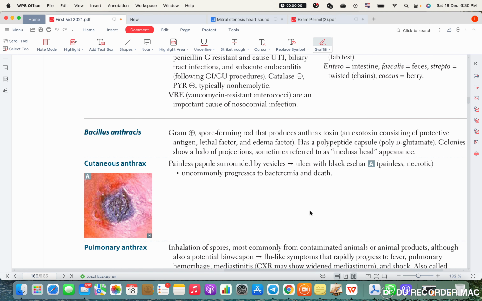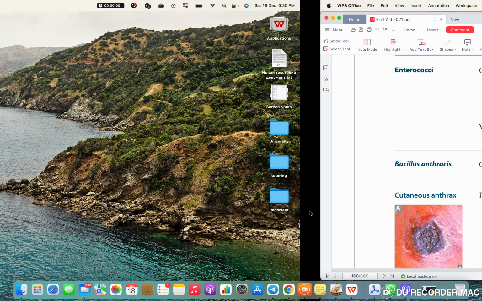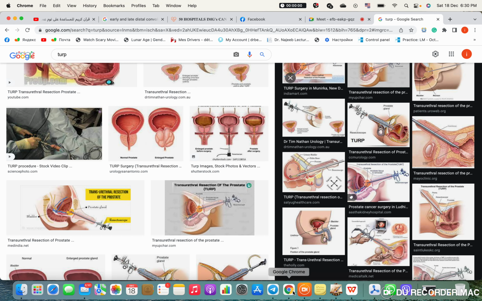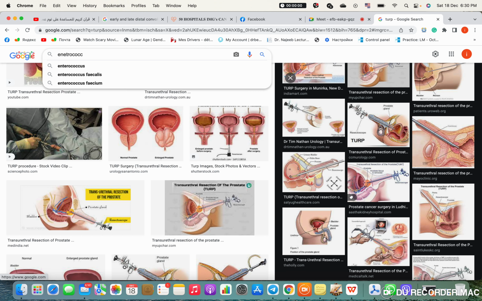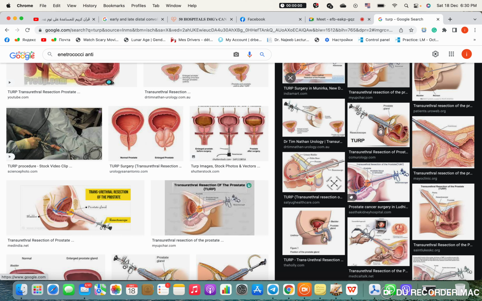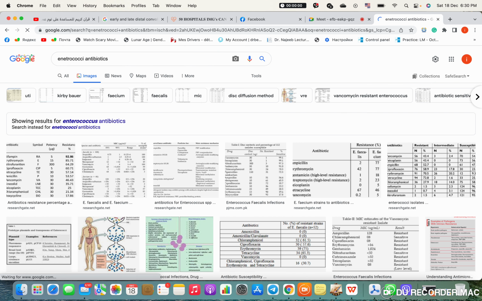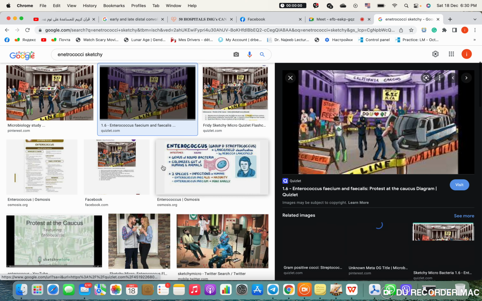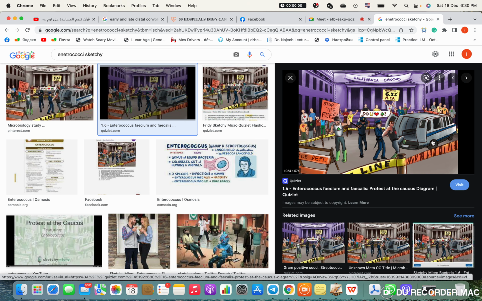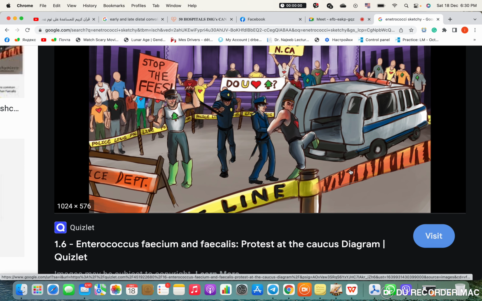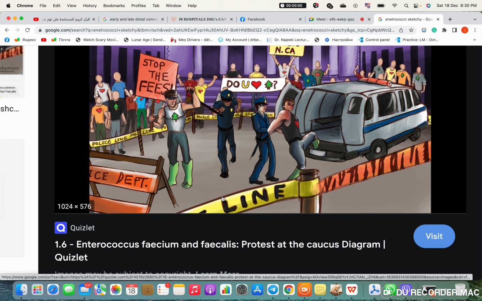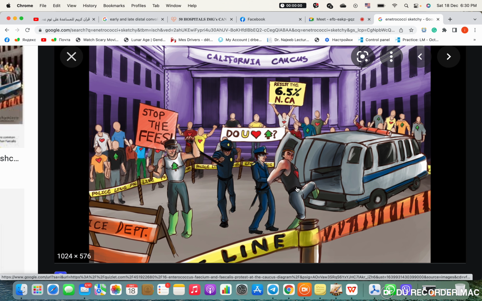Please be careful because this Enterococcus faecalis is resistant even against vancomycin. To treat it, does anybody know which antibiotic we use for Enterococci? If you remember the Sketchy that I told you to watch, they had this lion and this tiger. So you are completely correct. Linezolid and tigecycline. So tiger, tigecycline, and linezolid. You can see he's resisting going into the van.